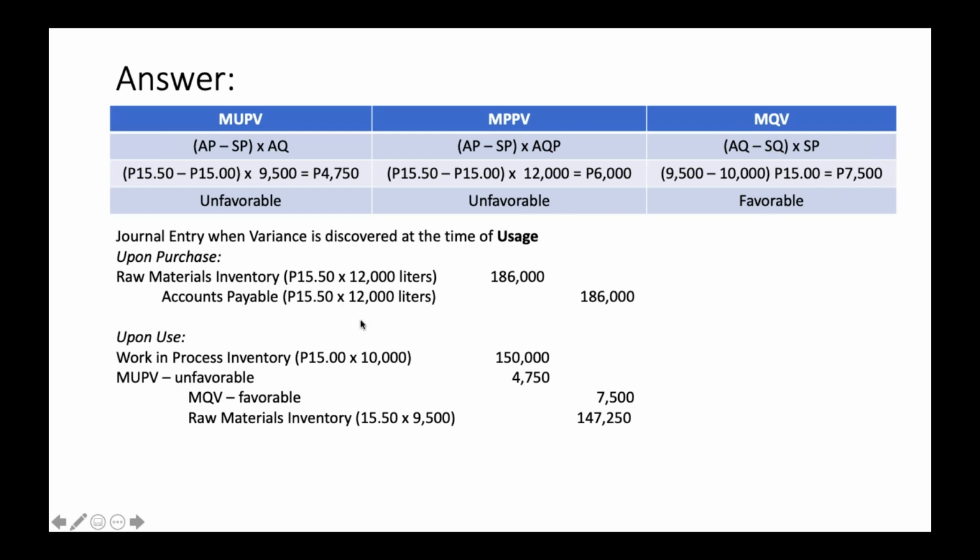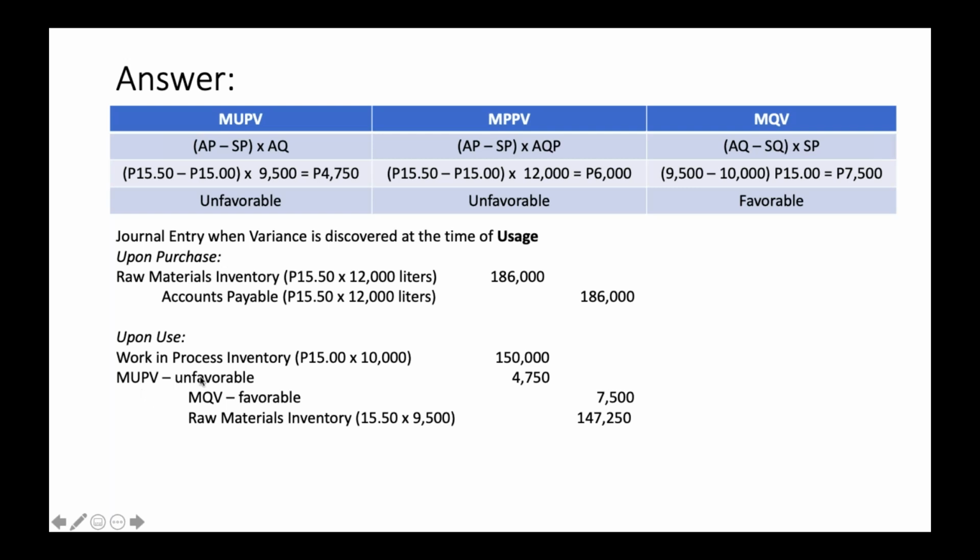Okay, now for the entry, say this is the entry the variance was discovered at the time of usage. Again, we record our purchase at the actual price multiplied by the actual quantity purchased. So 186,000. Debit raw materials, credit accounts payable, 186. Now, upon use, that's the time we were able to discover the difference in price and the difference in quantity used.